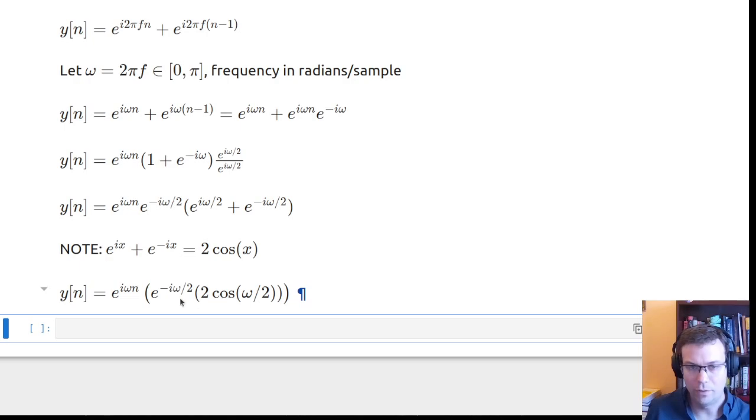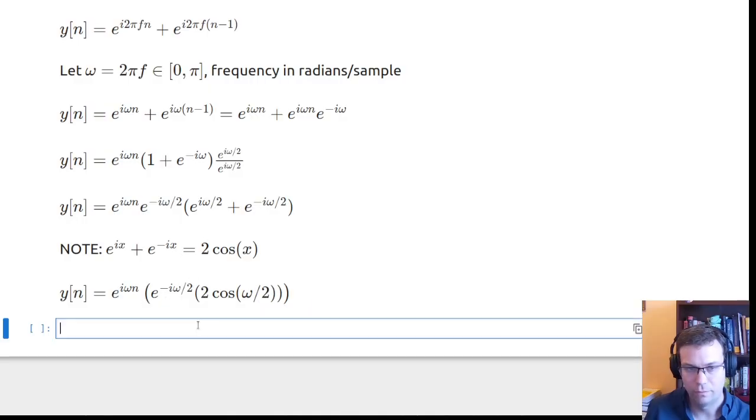Okay, and when I look at this phasor, I see it has a slight phase shift of e to the negative i omega over 2. And it affects the amplitudes by this. Okay, so the real part tells me what's going to happen, how the amplitude is going to change. This is just a phase shift.